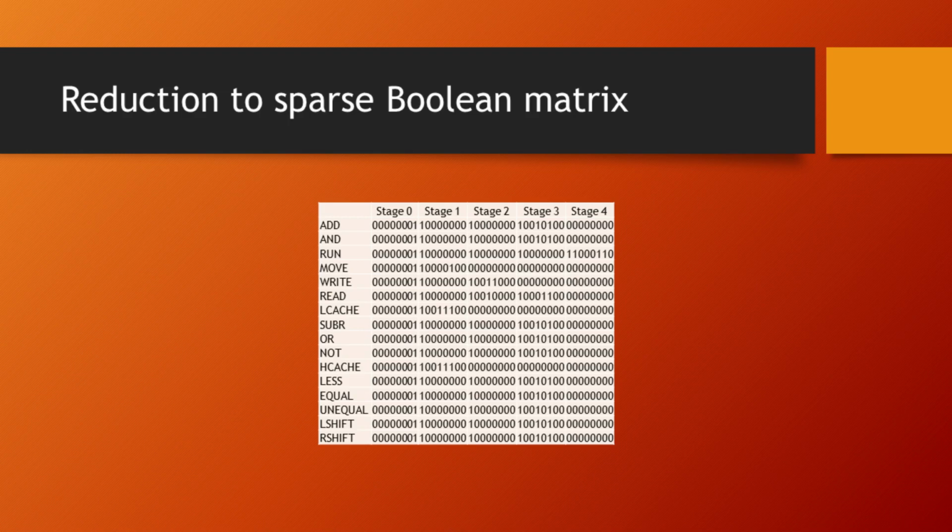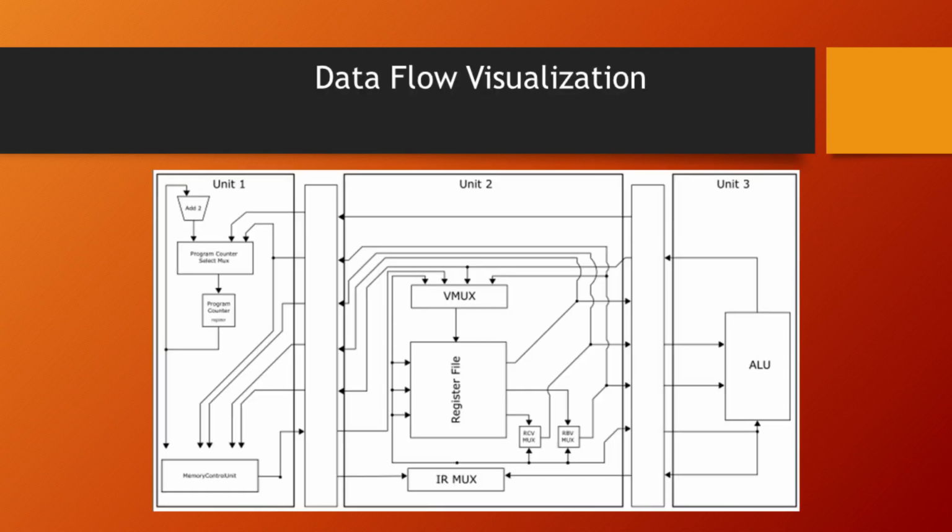Control signal is reduced to a sparse Boolean matrix. Each instruction has a maximum of 5 stages. An instruction finite state machine may restart before the 5th stage if the instruction is complete. A visualization of those signals shows data flowing left from memory to a cache, right through a pipeline, starting at Unit 1.